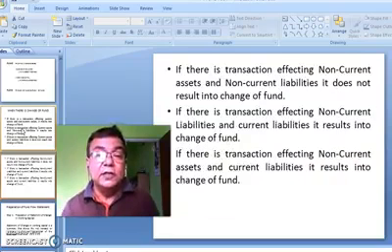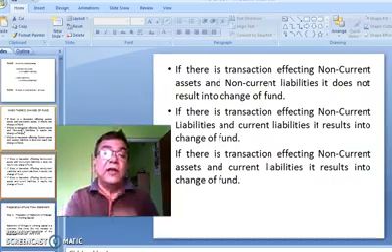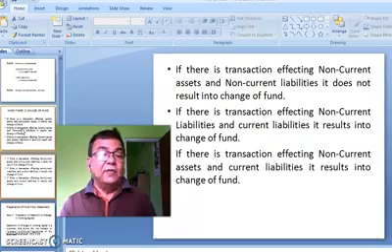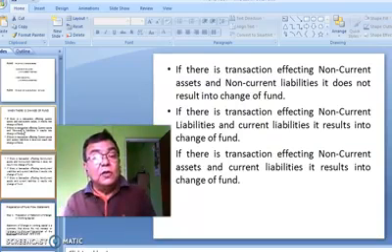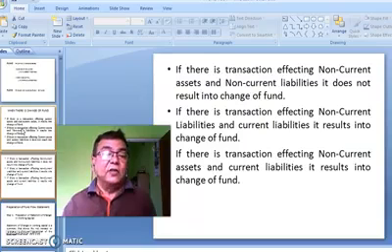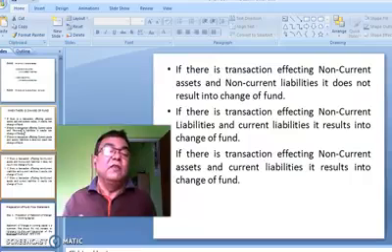The next condition is if there is a transaction affecting non-current assets and non-current liabilities. Both are non-current. Non-current assets are not a component of working capital, and non-current liabilities are also not a component of working capital. So obviously it does not result in a change of fund.